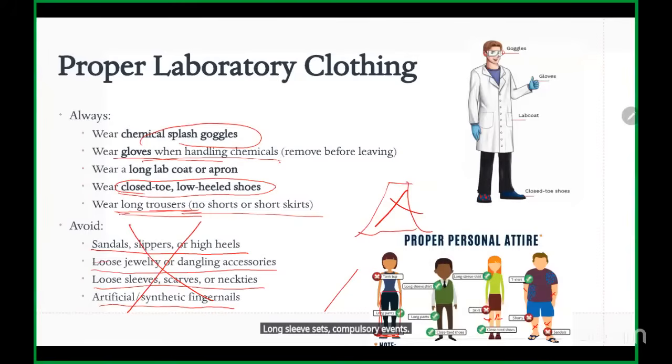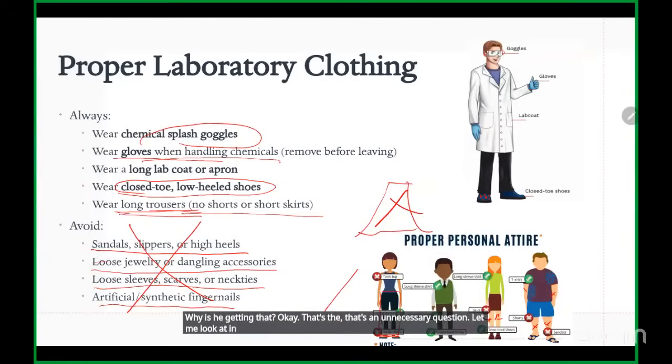Let's see, isn't the lab coat enough? Where is he getting that? Okay, that's an unnecessary question. Let me look at the question that makes sense.